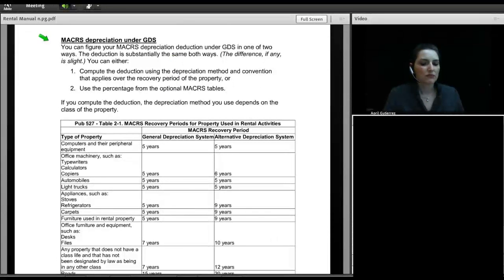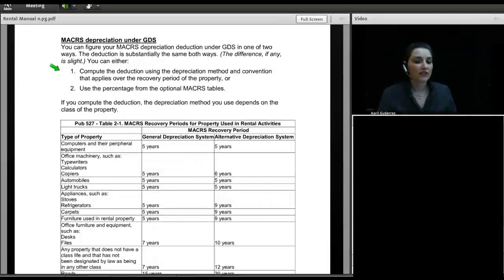Next up is MACRS depreciation life under GDS. You can figure your MACRS depreciation under the general depreciation system in one of two ways. The deduction is substantially the same both ways. The difference, if any, is slight. The first way is you can compute the deduction using the depreciation method and convention that applies over the recovery period of the property. Now, during my Depreciation Made Easy class, I showed you how to do that. We actually spent some time manually figuring depreciation. And IRS says you can do that.